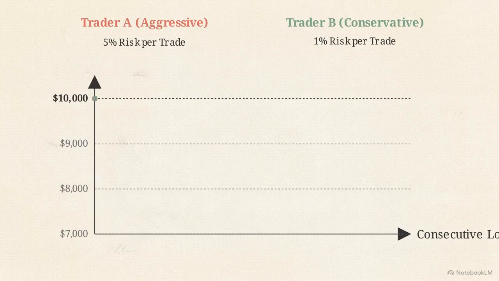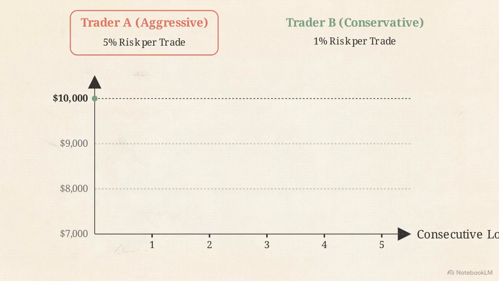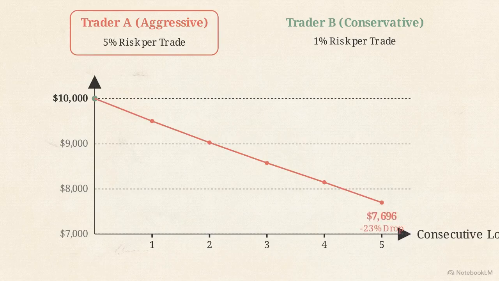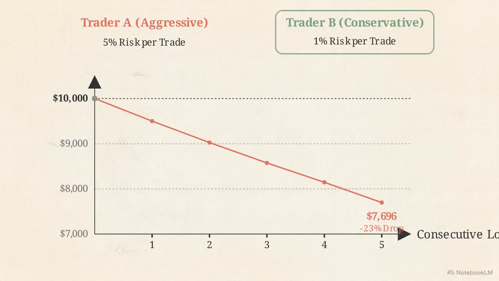We are looking at two hypothetical traders, Trader A and Trader B. Both start with a baseline balance of $10,000, and both are about to hit a streak of 5 consecutive losses. Trader A uses an aggressive strategy, risking 5% of their total account on each trade. After those 5 losses, Trader A's account drops sharply, in 5 steps down to $7,696, a 23% decline. Now look at Trader B.